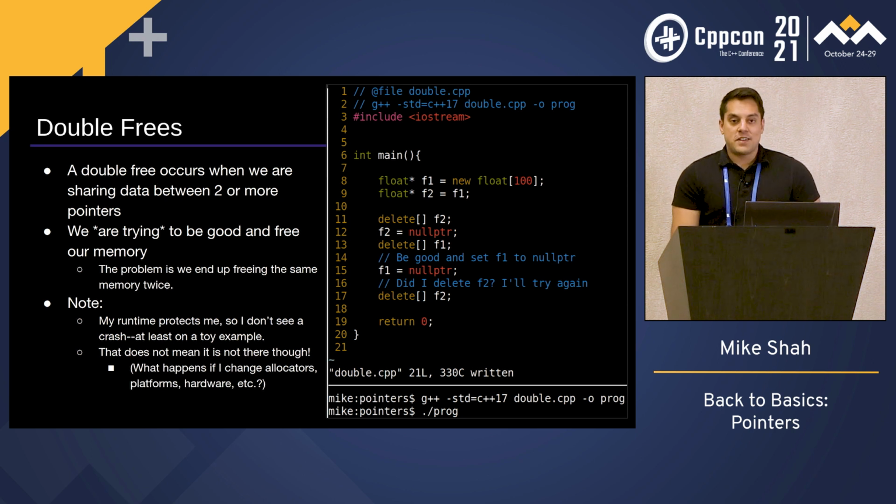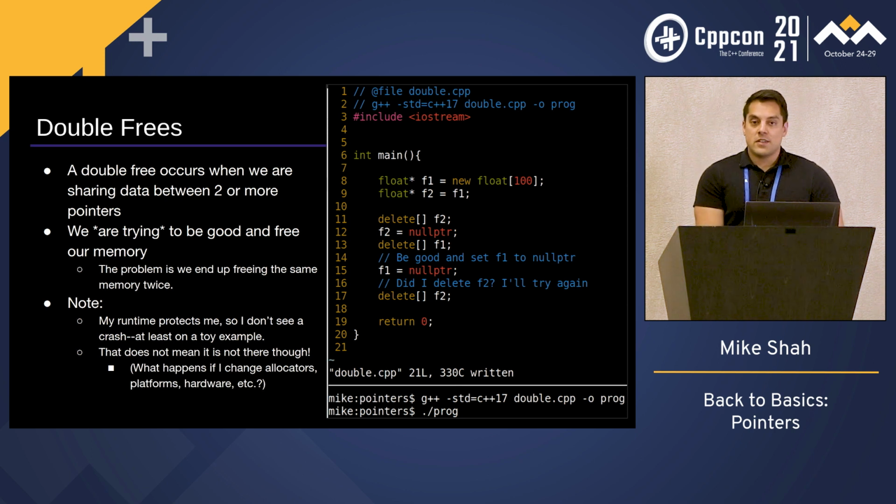Okay, here's another fun one. This is called a double free. A double free occurs when we're sharing data between two or more pointers. Again, that's something we might want to do with pointers; that's part of their power. And we are trying to be good. We are trying to free our memory. We say, yeah, we're done with it, so we delete. If I draw your attention to lines 8 and 9 here, I'm creating a pointer, allocating some floats, a chunk of memory, and pointing another pointer to it. Then I say, okay, I'm done, and I delete f2, which points to f1. And then I'm even extra good.